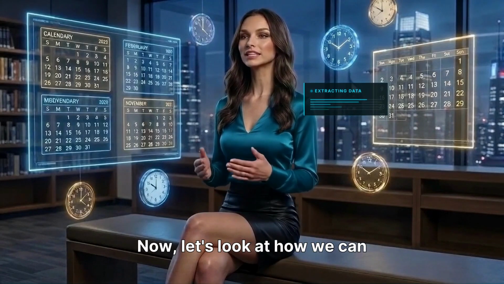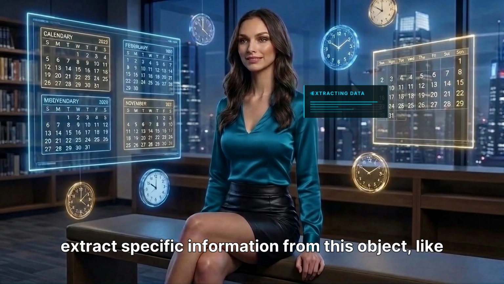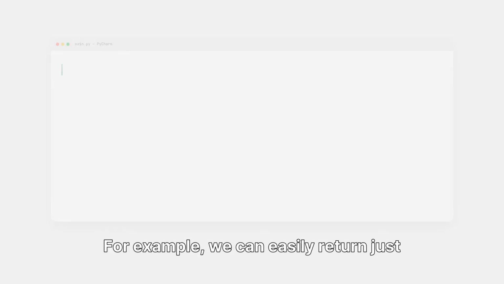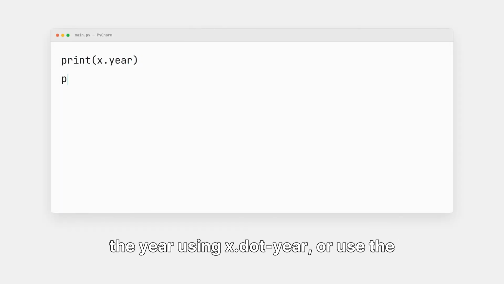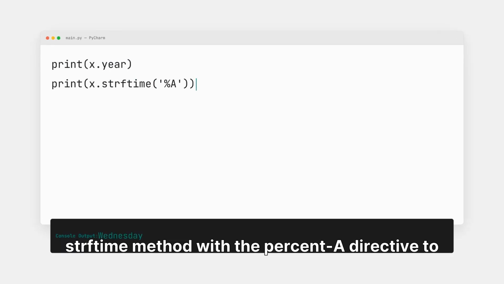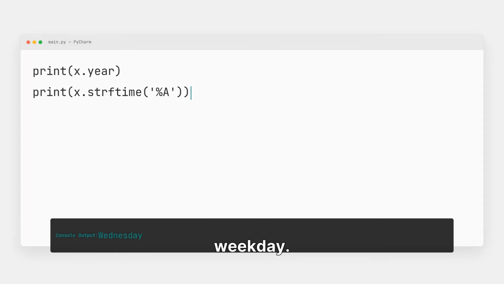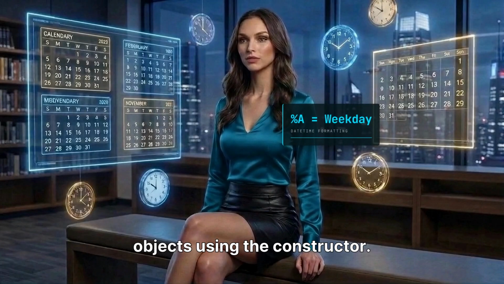Now, let's look at how we can extract specific information from this object, like the year or the weekday. For example, we can easily return just the year using x.year, or use the strftime method with the %A directive to get the full name of the current weekday. We can also create our own date objects using the constructor.